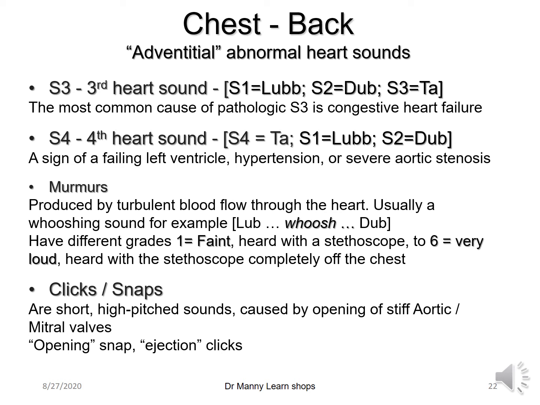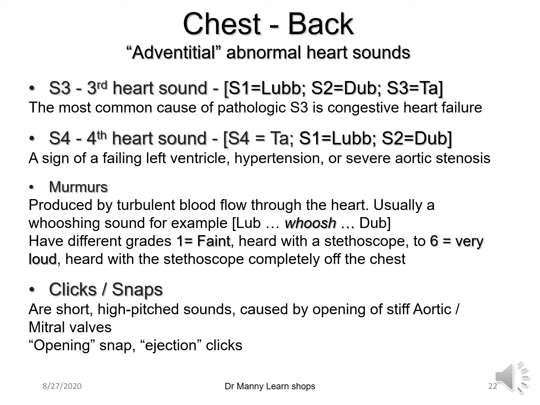If you have a murmur, there can be different grades. And the gradings are typically from 1 to 6. 1 being faint or soft, and 6 being very, very loud. Now the faintness or the loudness doesn't indicate how bad it is, because it can be quite faint and you can still have a severe problem. Or it can be quite loud and you might not have a severe problem at all. But faint basically means you hear it with a stethoscope and it's soft.